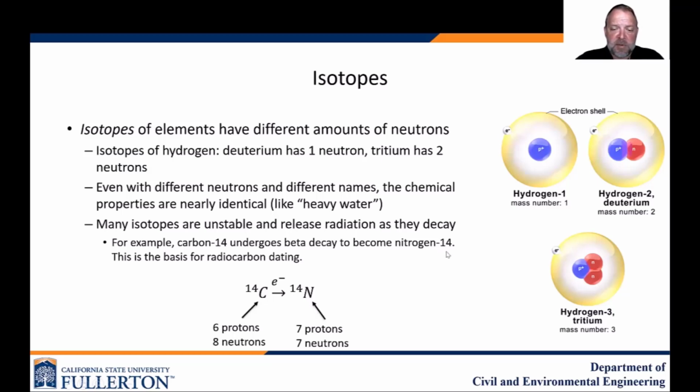Many isotopes are unstable and release radiation as they decay, and so generally the ones that we see on Earth are the ones that are stable, that are not radioactive, because of course the others would have already degraded, they would have already undergone fission or whatever nuclear reaction they're undergoing, and they'd be gone by now. But some are somewhat more stable, and some are being generated.